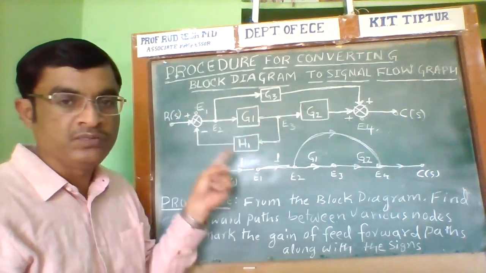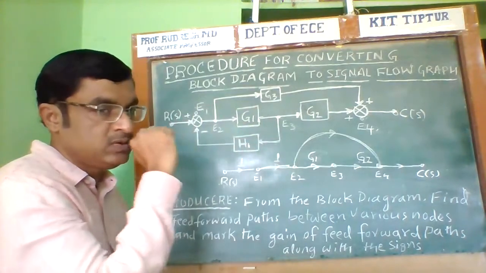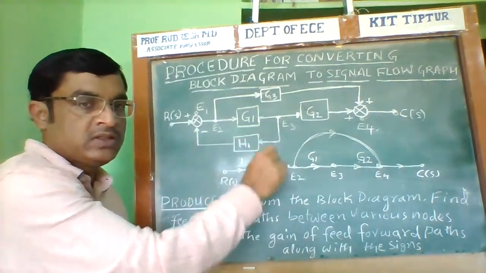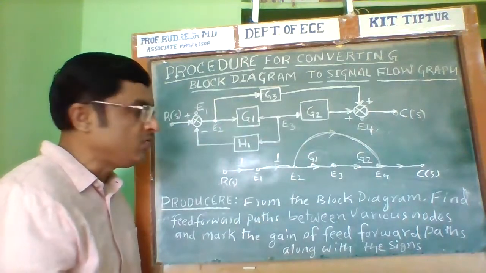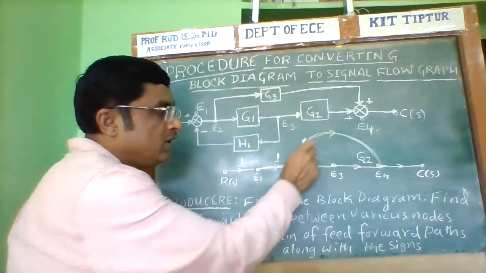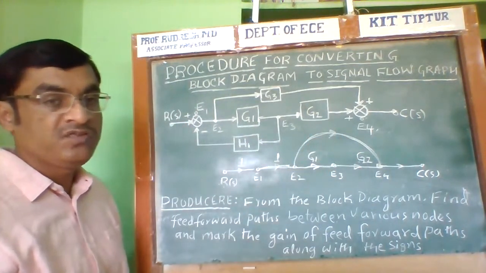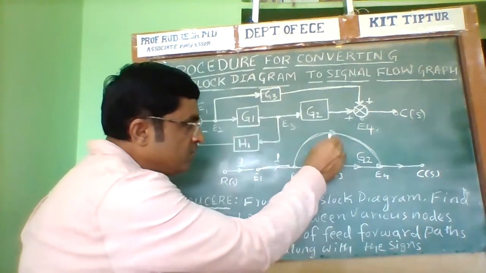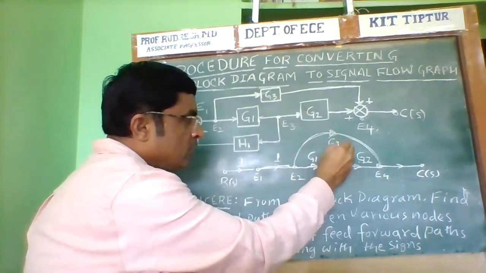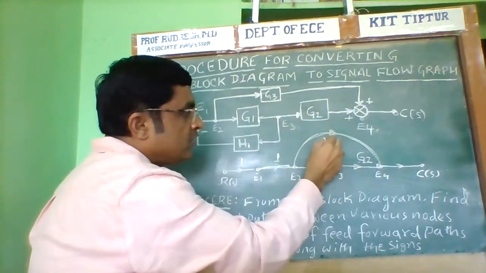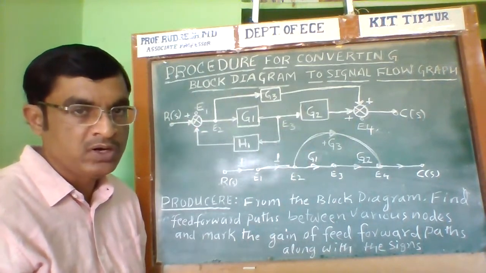In the feed forward path, from the block diagram, identify the feed forward path. In the next step, we need to identify all the feed forward paths in between the various nodes. Only one feed forward path is there, between E2 and E4. I identified this, and mark the gain of the feed forward path. The gain is G3, along with the sign. Since the sign here is plus, we write plus; in case it is minus, we write minus. That is also very important.